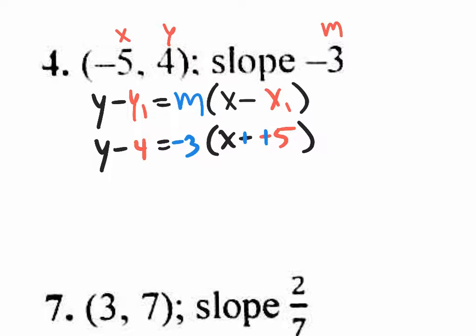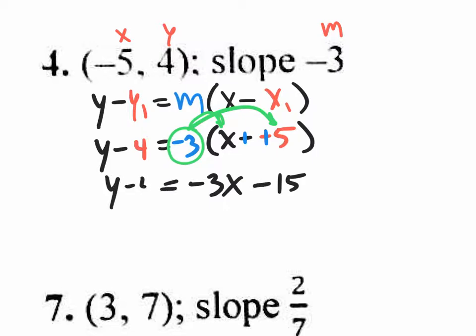How would you change this to slope-intercept form? You want y by itself, you don't want parentheses. What are you going to do? You first distribute. So -3 times x, that's -3x. And then -3 times 5, that's plus 15. Oh yeah, -15. I'm sorry. Not positive 15, -15. So we have -3x minus 15. We have the equal sign. We have y, we have -4.